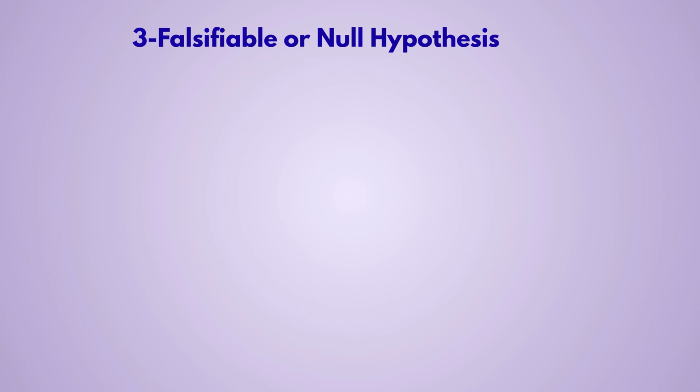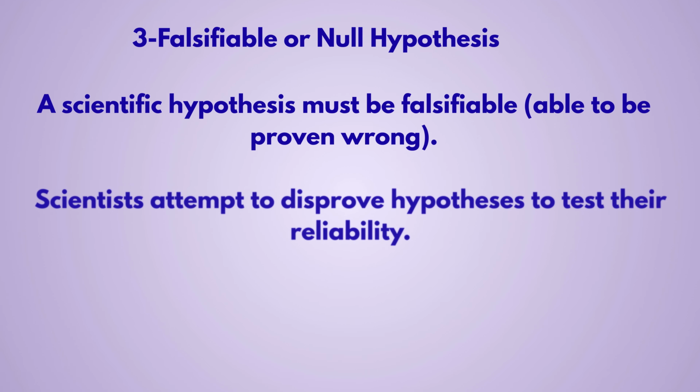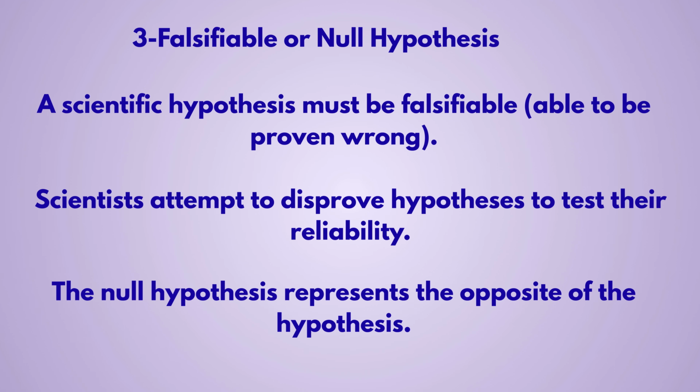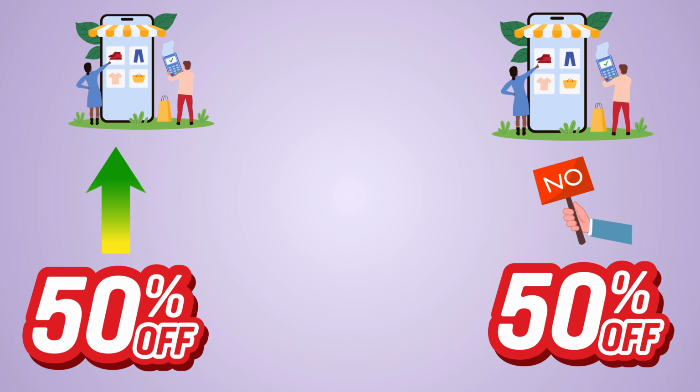3. Falsifiable or null hypothesis. For a hypothesis to be scientific, it must be falsifiable, which means it can be proven wrong. Scientists often try to disprove a hypothesis to make sure it is reliable. The opposite of the hypothesis is called the null hypothesis. For example, hypothesis: offering discounts increases online sales. Null hypothesis: offering discounts does not increase online sales.